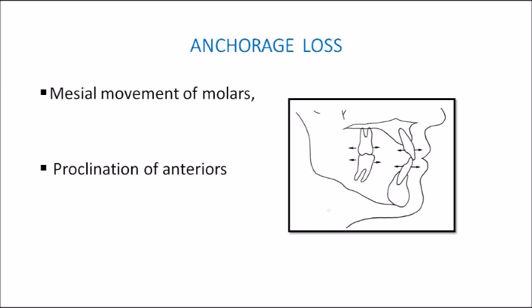Then it is showing an anchorage loss. There is mesial movement of the molars, maybe upper or lower, and there might be proclination of the anteriors. So your incisors are not getting retracted, but rather there is proclination of the anteriors. Both of these are clinical signs of a loss of anchorage.